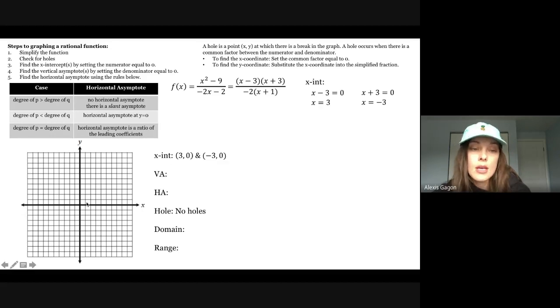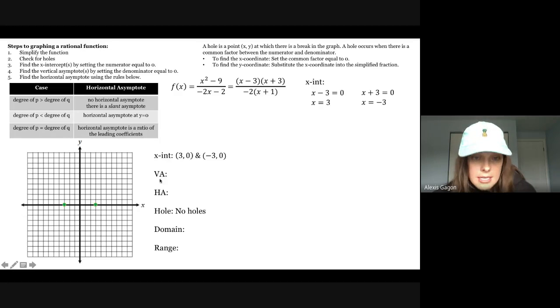Okay. And then we can just graph those. So 3, 0, that's right there, negative 3, 0 right there. And I always just graph things right as I find them. I found that that's the easiest way instead of like finding everything and then graphing at the end.